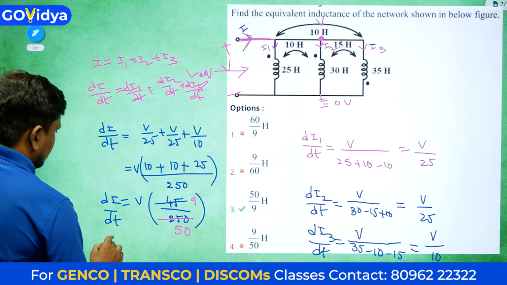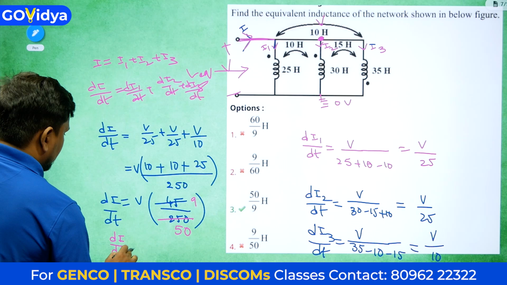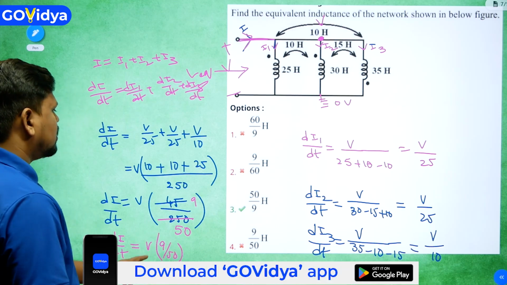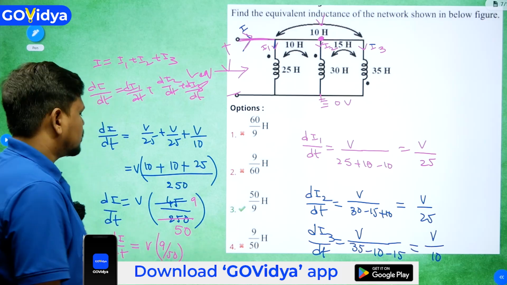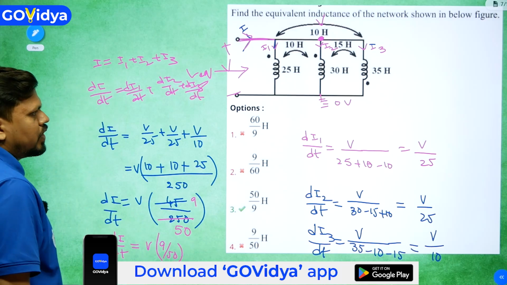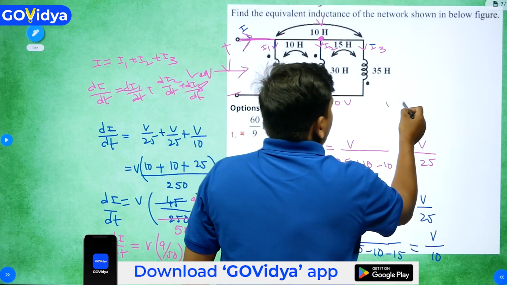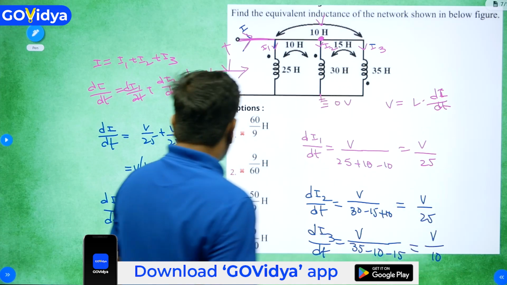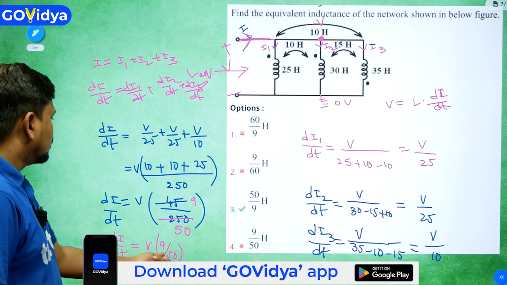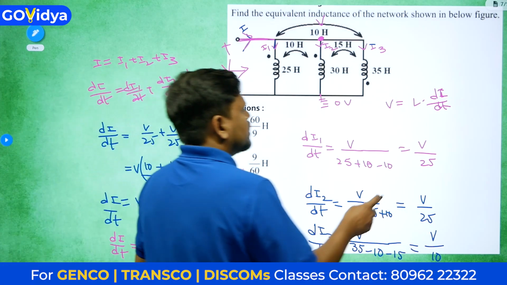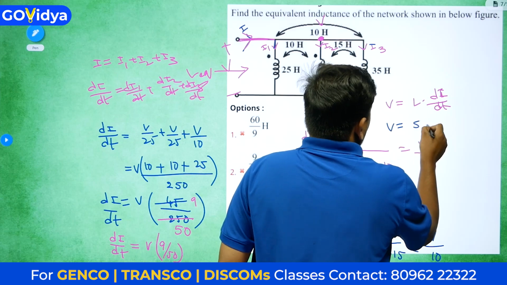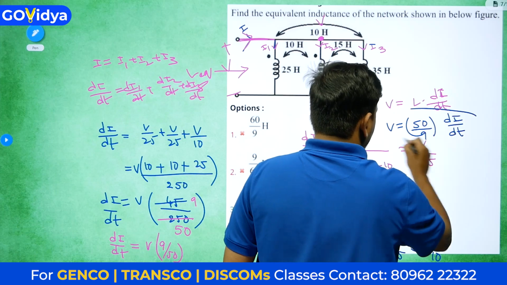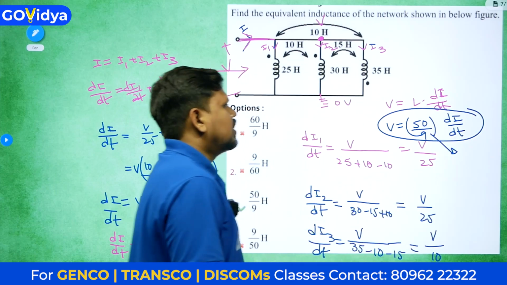So here di by dt equals V into 9 by 50. If you directly choose 9 by 50, it is the wrong answer. We need to get it in the actual form. In an inductor, V equals L into di by dt. So V equals 50 by 9 into di by dt. This is the answer. The L value is nothing but 50 by 9.